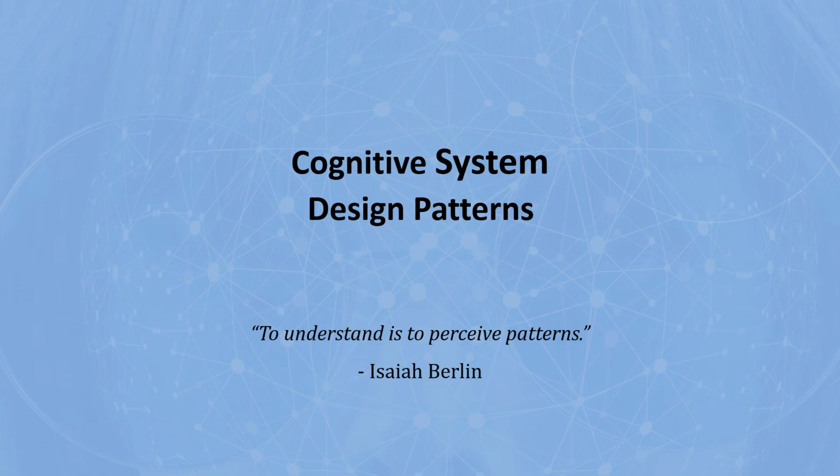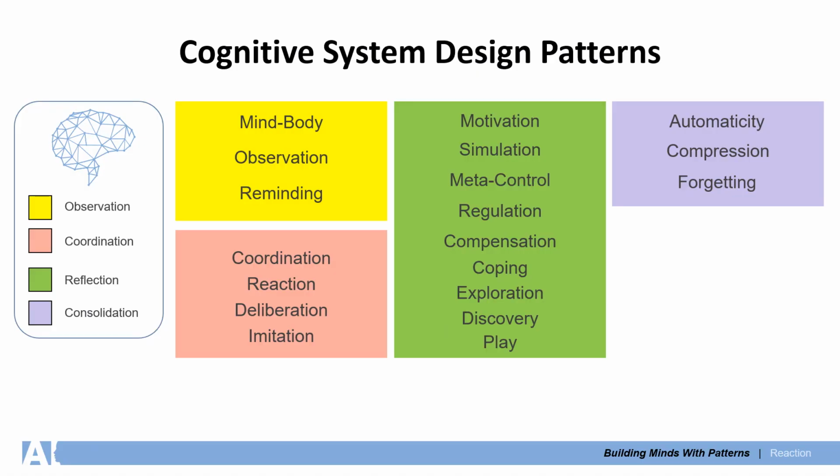What are cognitive system design patterns? Isaiah Berlin once said, "To understand is to perceive patterns." In building an artificial mind, it's helpful to start somewhere, and preferably not from scratch. There are a number of cognitive system design patterns which can be used to implement the required mind functionality. Mapping requirements to design patterns can assist in defining the overall mind architecture. Some design patterns are depicted below. This talk's focus will be on the reaction pattern.